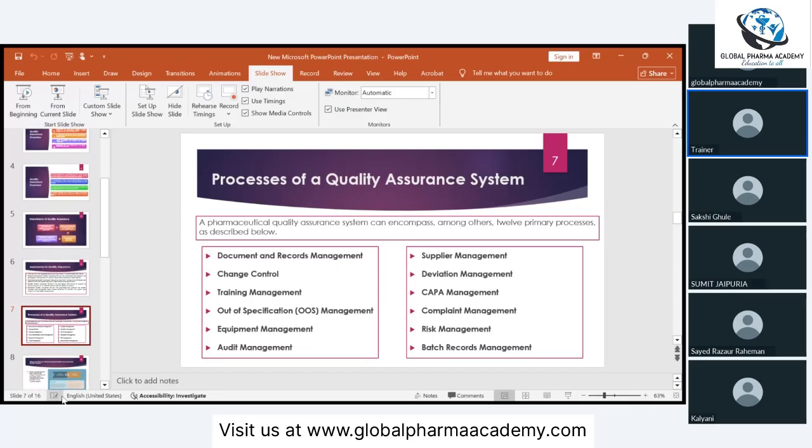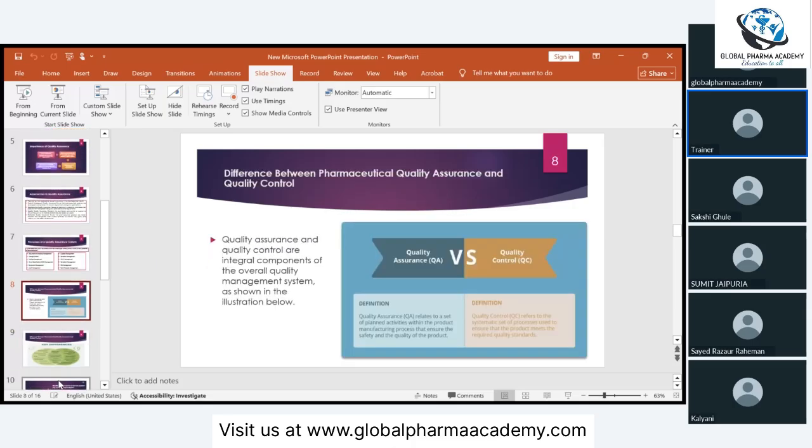Okay, so now we are going on to slide number 8. Here we will see the differences in the quality system, when we say quality system in any organization. There are two main departments which are responsible for the quality system, that is quality assurance and quality control. Quality assurance and quality control are integral components of the quality management system.